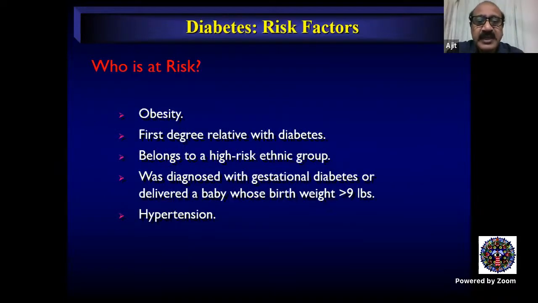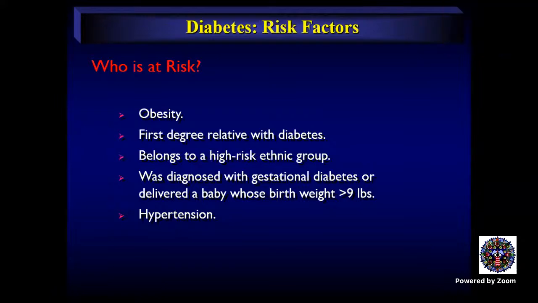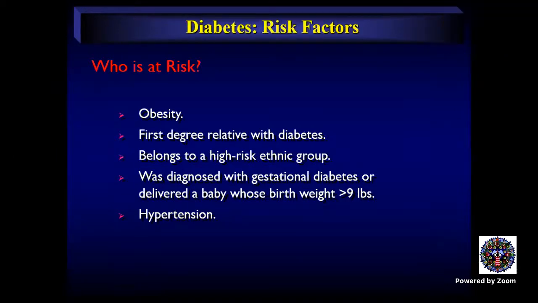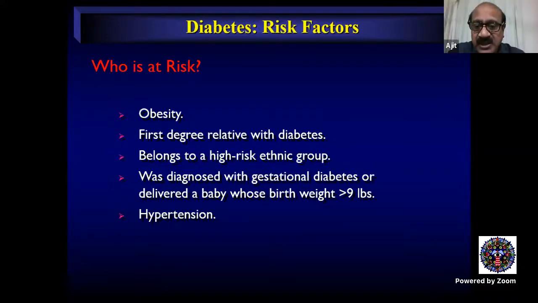If you see the risk factors for early diabetes: obesity, first degree relatives of diabetics, those who belong to high risk ethnic groups, and those diagnosed with gestational diabetes. Again, gestational diabetes is indicative of pre-diabetes. These people are prone to development of diabetes within 5 to 10 years. And if the baby is large, like 3 or 3.5 kgs, then again there is a propensity for the person to be diabetic. And hypertension is associated with diabetes. So whoever is hypertensive should be screened for diabetes.